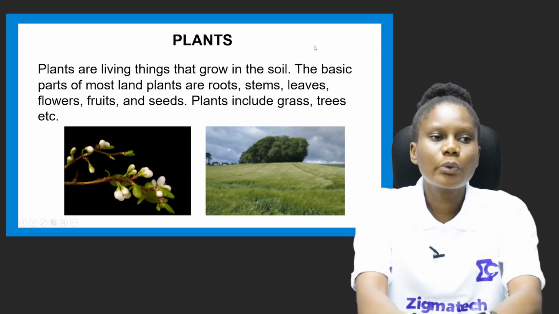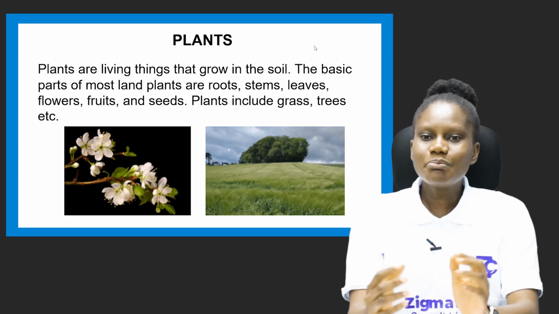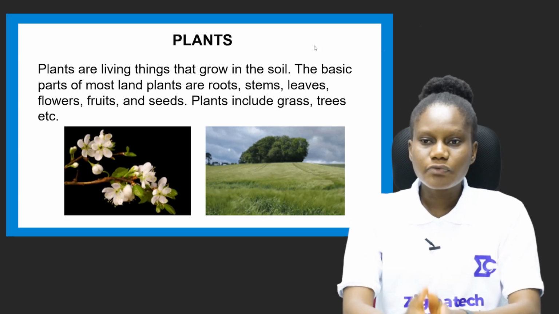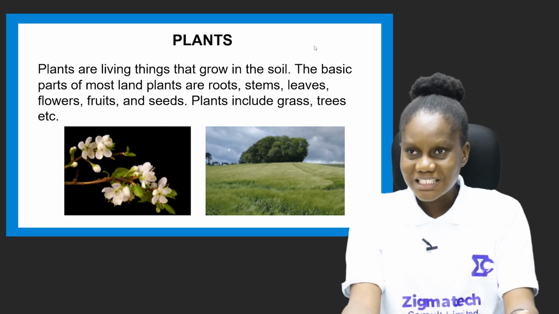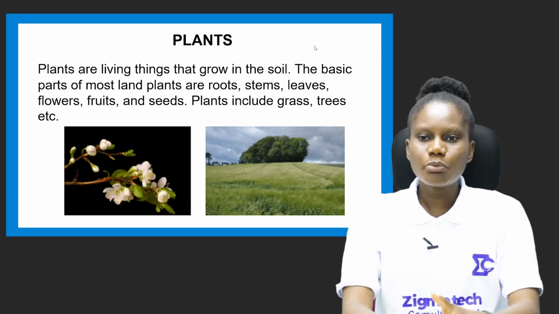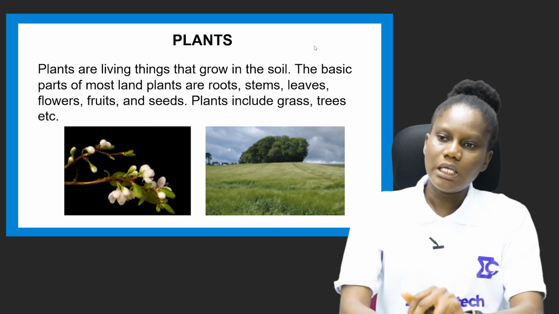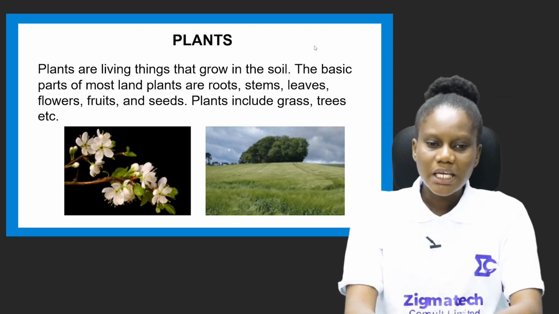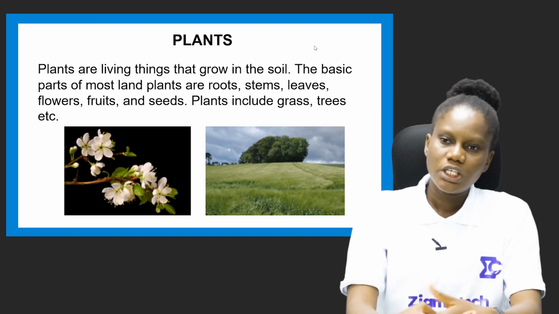Plants are living things that grow in the soil. The basic parts of most plants are the roots, the stems, the leaves, the flowers, the fruits, and the seeds. When we're talking about plants, I'm talking about grass, trees, any living thing that grows in the soil that you can see around you. Whether they produce flowers or not, fruits or not, or have seeds or not, they are plants. As I said earlier, they include your grass, the trees, and the things you can see around that grow in the soil.